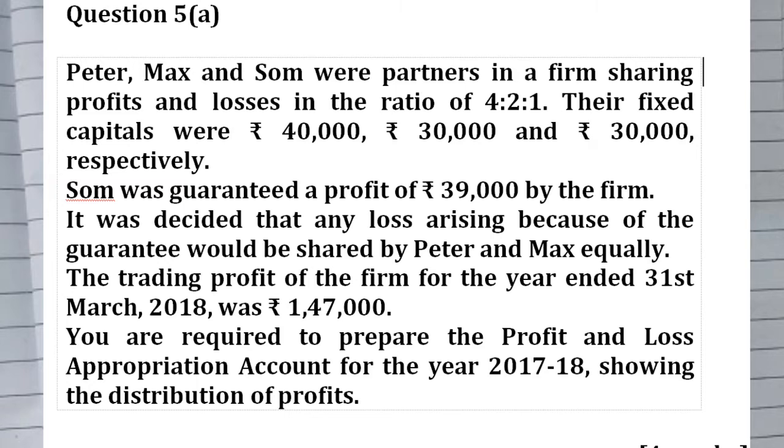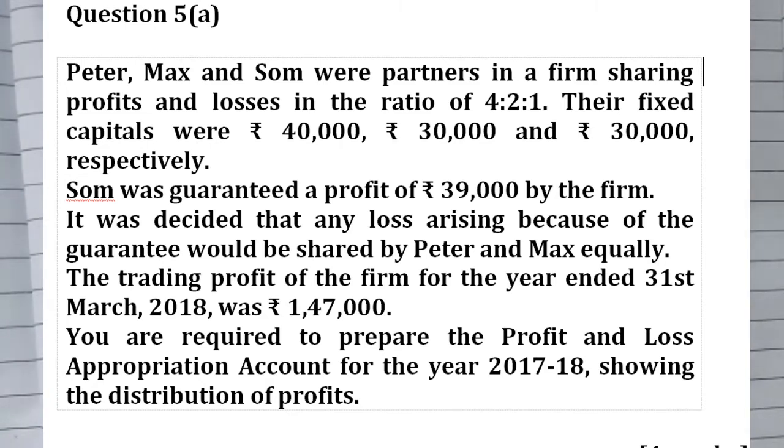Okay, so the next question was asked for 4 marks. The question states that there are 3 partners, Peter, Max, and Som, sharing profits in the ratio of 4:2:1. Their fixed capital balances have been given in the question. Som was guaranteed a profit of 39,000 by the firm. It was decided that any loss arising because of this guarantee will be shared by Peter and Max equally. The trading profit of the firm has been given. We have to prepare the profit and loss appropriation account for the year 2017-18.